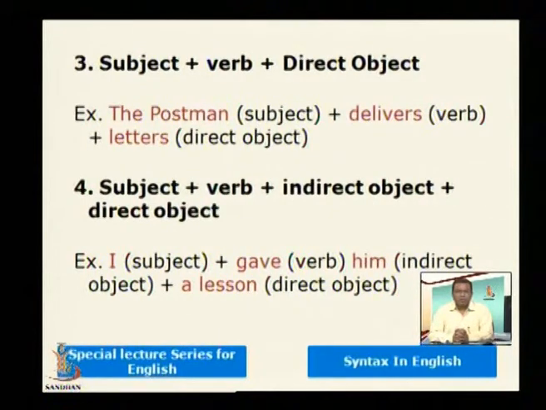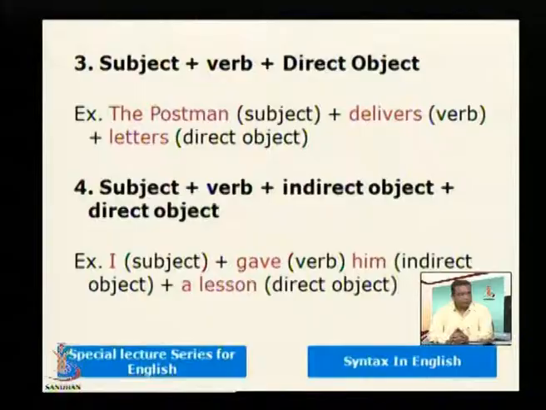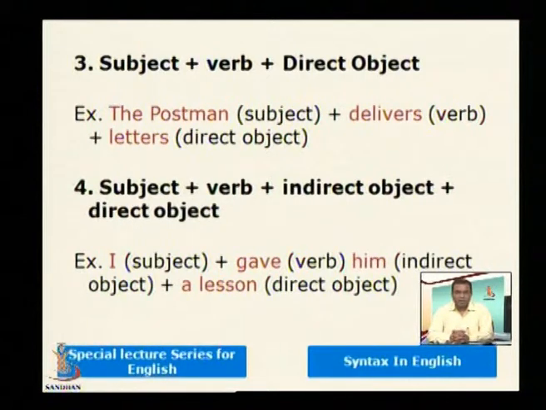Now if we remove the indirect object, then the sentence can still convey the meaning. "I gave a lesson." This itself is a complete sentence and it conveys meaning. But if you remove "a lesson," then the sentence would be "I gave him." But the question remains, what? And that's why a direct object is a must in a sentence. If there is no indirect object, it will do. So even in the absence of an indirect object, the direct object is competent enough to convey the meaning.